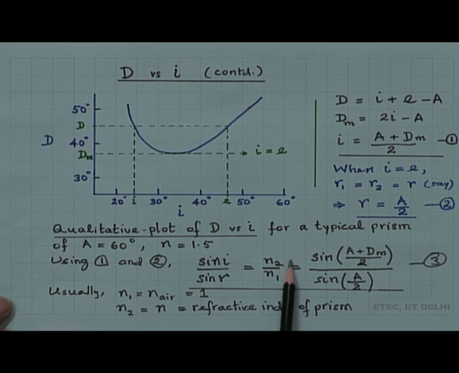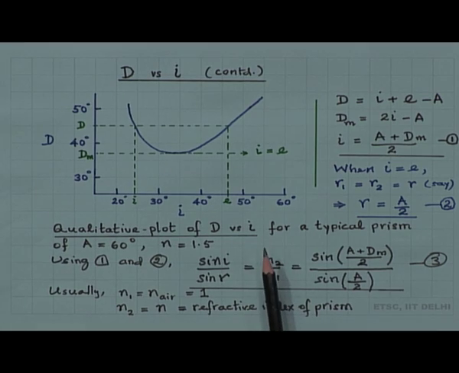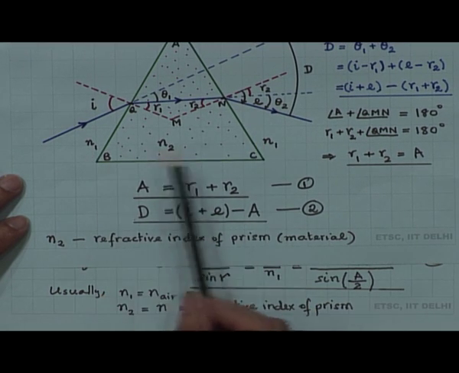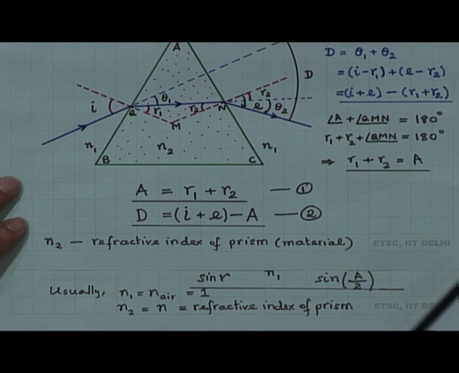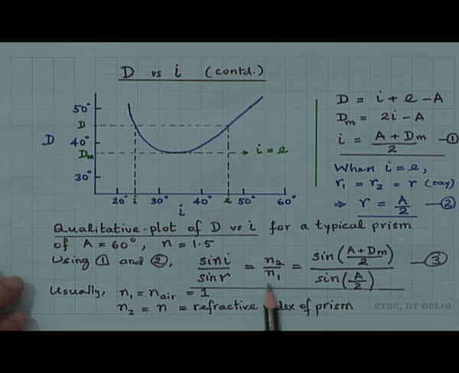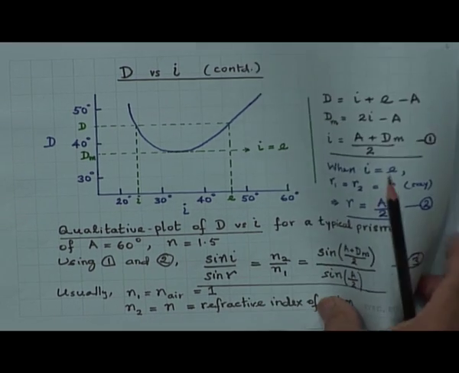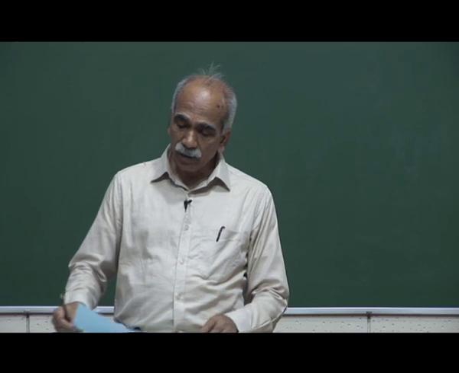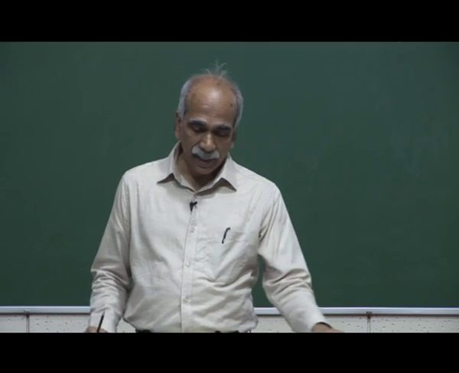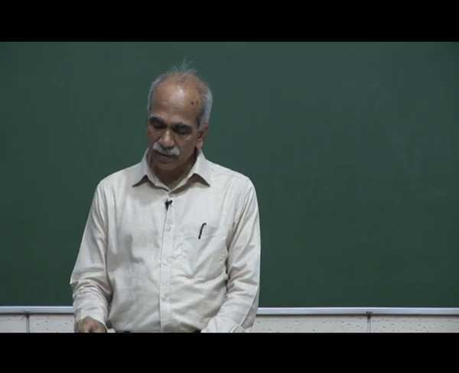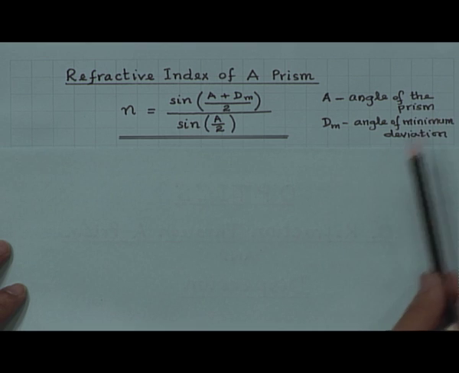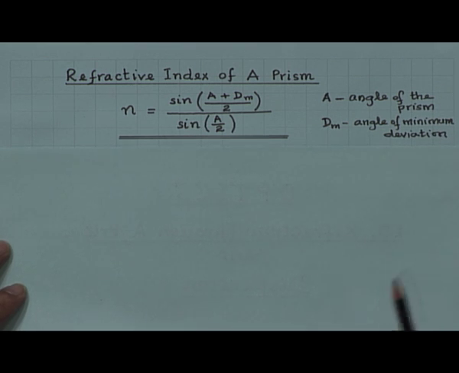Usually, N2 here is the refractive index of the prism, and N1 is the outside medium, and usually the outside medium is air, and therefore N1 is equal to 1 and N2 is equal to n, where n is the refractive index of the medium. Therefore, we get the formula for the refractive index of a prism as n is equal to sin of (A plus Dm) by 2 divided by sin A by 2, where A is the angle of the prism and Dm is the angle of minimum deviation.